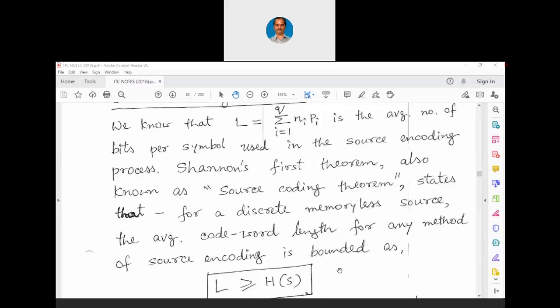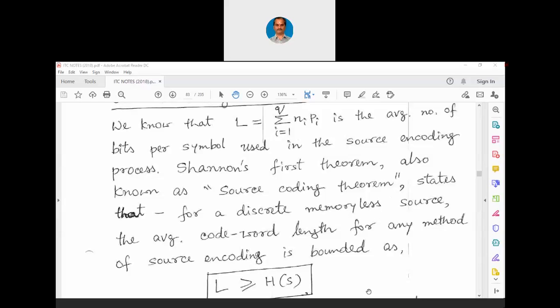What is this H of S? H of S is the average information content per symbol, which is the default property of the source before doing the source encoding itself. Now L comes into picture only when we actually encode all the symbols that are in the source. Naturally, if L becomes less than H of S, then definitely we are going to lose information there.